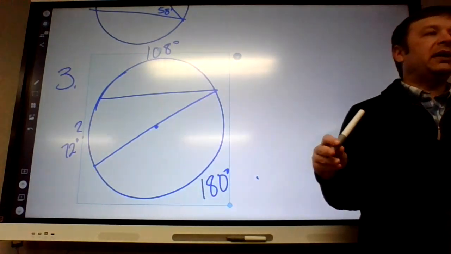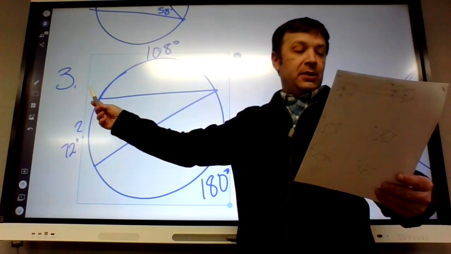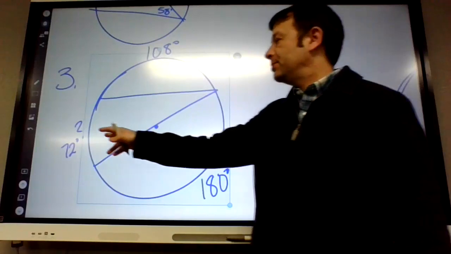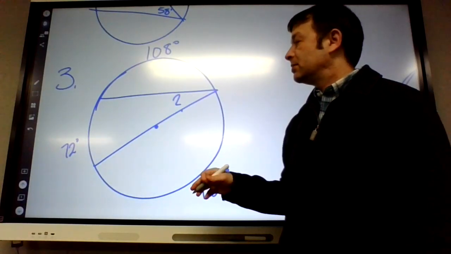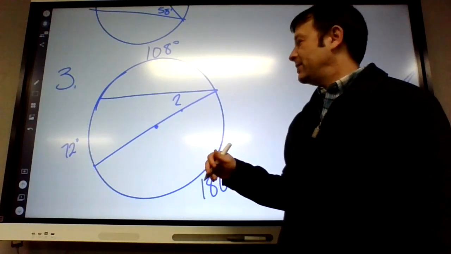Okay, so Caden, if this arc is 72, what does this angle right here have to be? 72 divided by 2.